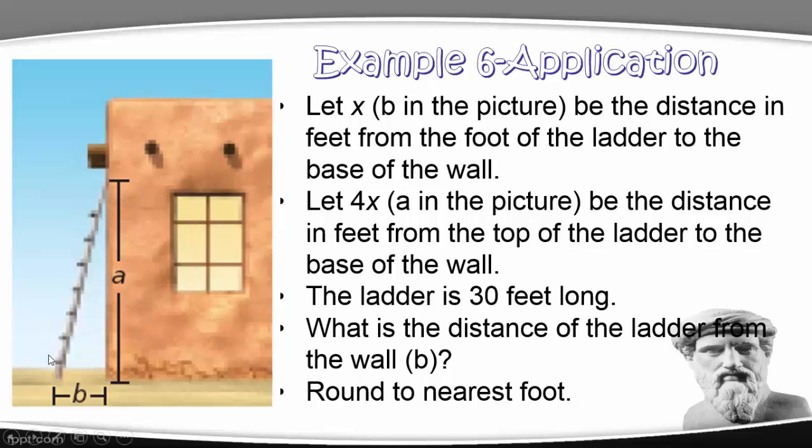Now we're given that the ladder is 30 feet long. So here's the ladder itself, 30 feet long. We want to figure out what is the distance of the ladder from the wall, B, and we want to round that to the nearest foot. So let's look at that.